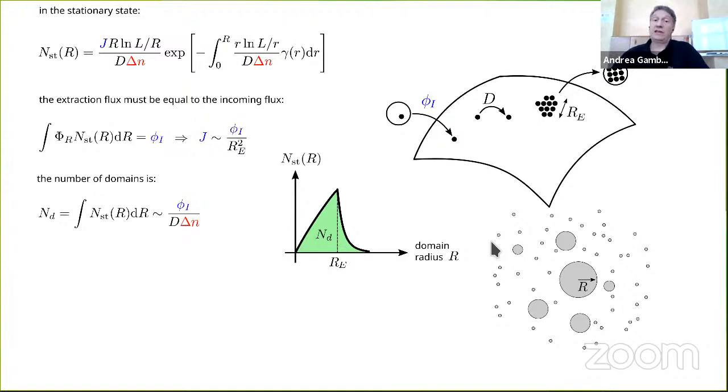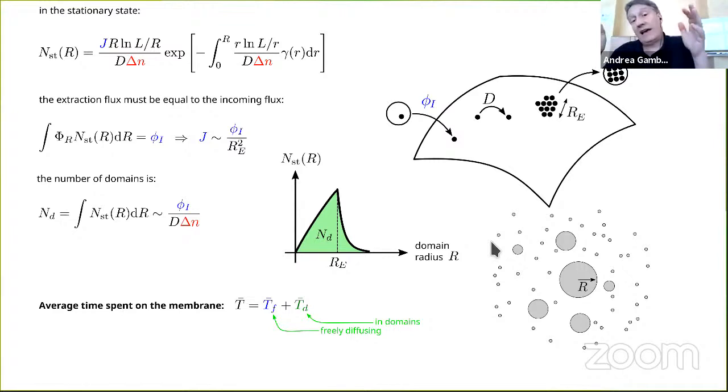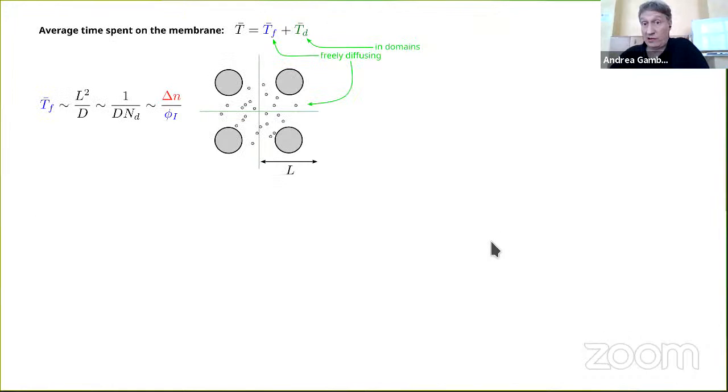Now that you have done all of this, you are in a position to actually compute the residence time of the molecules. The residence time can be split into two contributions. One is the time that the molecules spend freely diffusing on the membrane and looking for sorting domains, and the other is the time that they spend on average in the domains, which are growing, waiting to be extracted. The time that the molecules spend freely diffusing can be estimated from the area they have to wander about, and ultimately is a function of the number of domains.